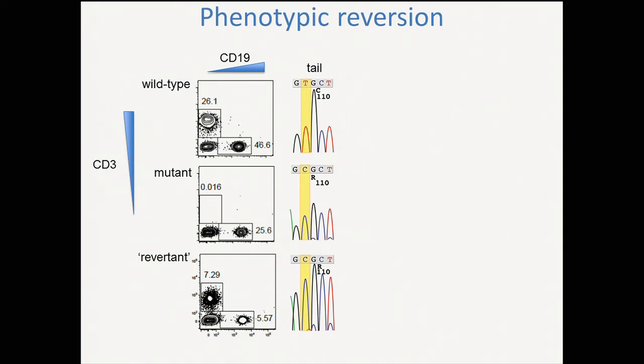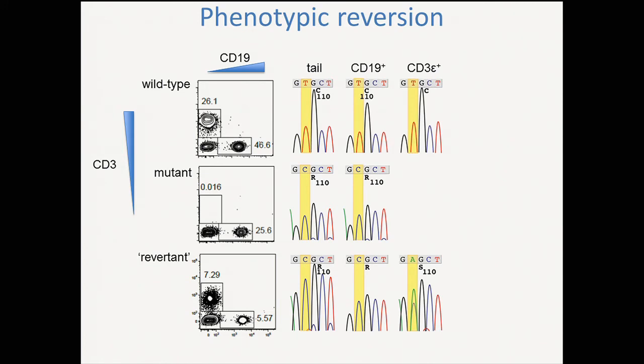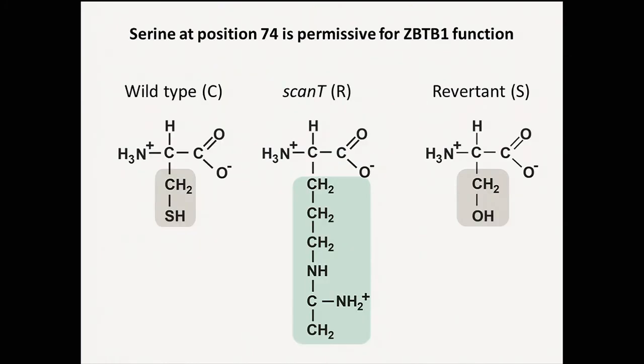You can see here a C instead of a T at the critical residue. If we looked at B cells, we also found that the mutation was present. But if we looked at the new B cells, we see that there had been reversion from a C to an A. And at the protein level, wild type at that position is a cysteine residue.